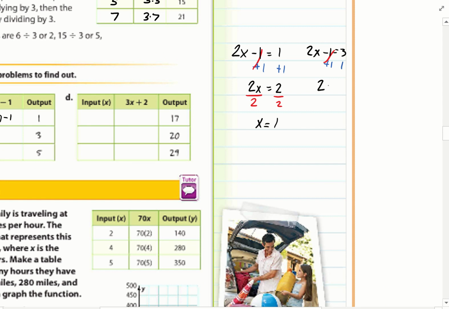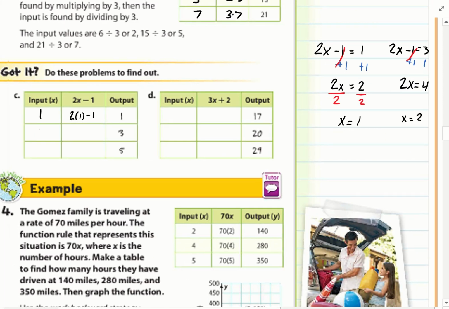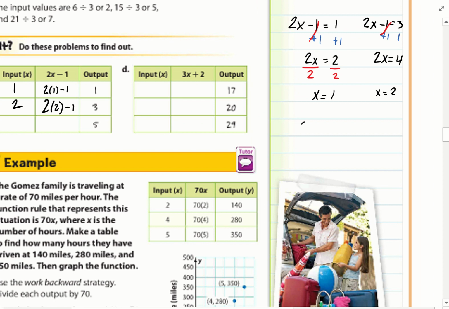We have 2x equals 4 because 3 plus 1 is 4. So I know 2 times 2 equals 4, x equals 2. So 2 times 2 minus 1. And since this is 5, I'm pretty sure I'm just going to add 1 more to my x. I'm pretty sure it's going to be 3. 2x minus 1 equals 5. Plus 1 plus 1. That cancels.